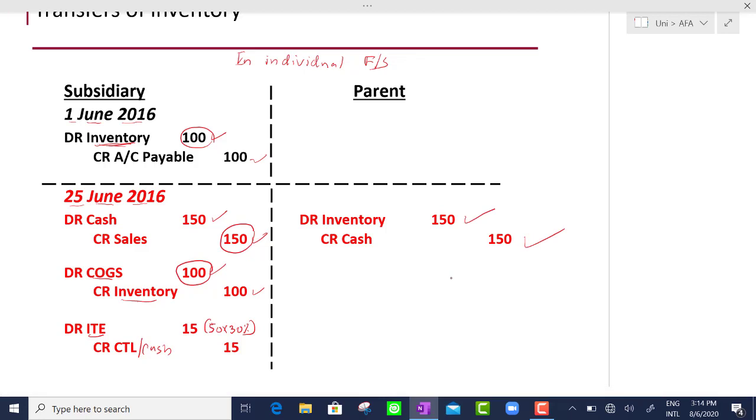Now, these are the entries that they have kept in individual financial statements. Let's come to the consolidation. Now, when it comes to the consolidation, let me take a consolidation column here. Consolidation.